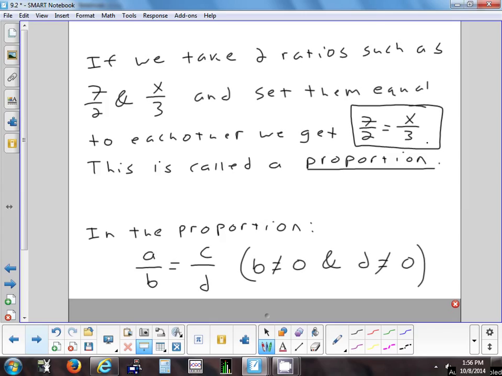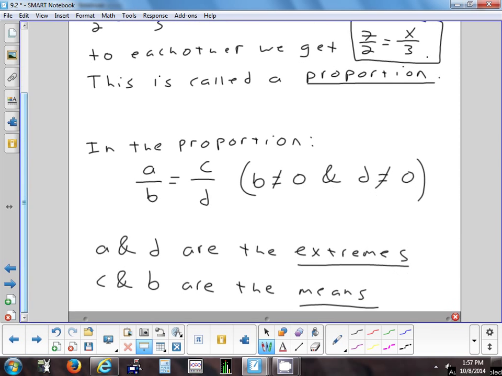How many people have seen proportions before? Most of you might be familiar with this. The 2 important things you need to know in the proportion: A and D, these 2, have a special name. Those are called the extremes of a proportion. On the test, I will give you a proportion and ask, what are the extremes? It's the 2 that are on that diagonal. On this diagonal, the B and the C, those are called the means.